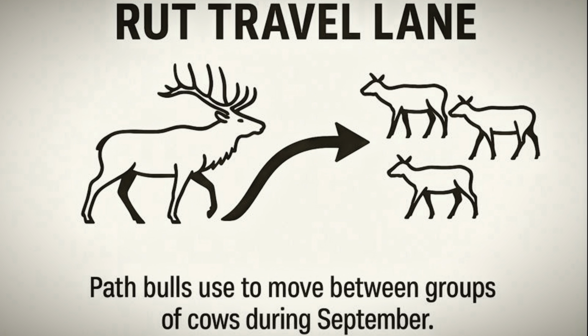Number 39 is the rut travel lane. Route the bulls use in September to check cow groups, right? The prime calling or ambush location during peak rut.